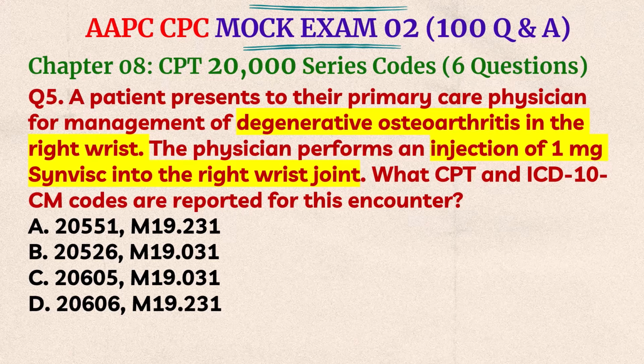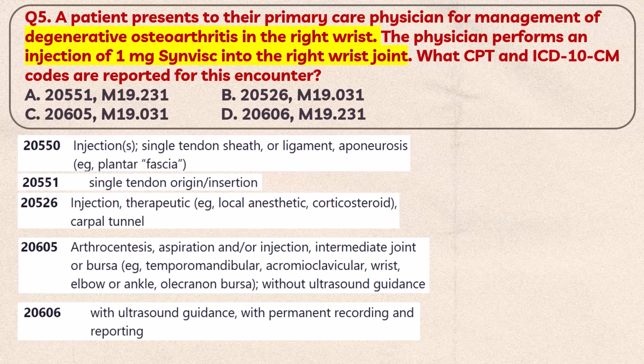So let's find out the CPT code first. When you go to the code series, 20550 is injection, single tendon sheath or ligament aponeurosis, plantar fascia. 20551 is single tendon origin or insertion. 20526 is injection therapeutic, for example local anesthetic corticosteroids for carpal tunnel. 20605 is arthrocentesis, aspiration or injection, intermediate joint or bursa, for example temporomandibular, acromioclavicular, wrist, elbow or ankle, without ultrasound guidance. 20606 is with ultrasound guidance.